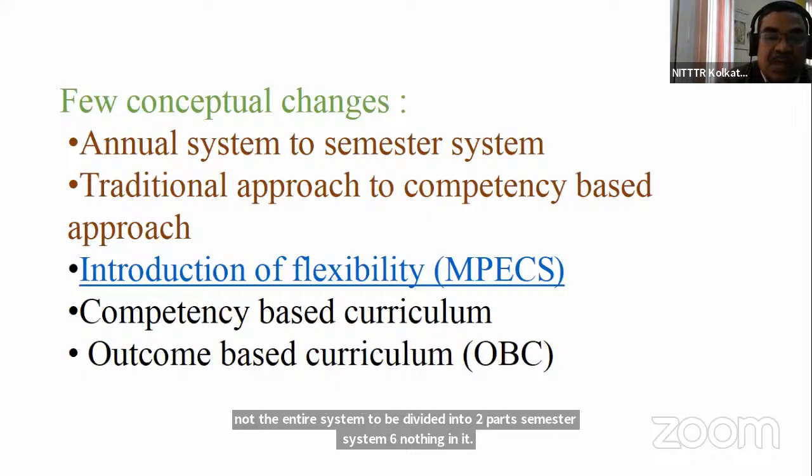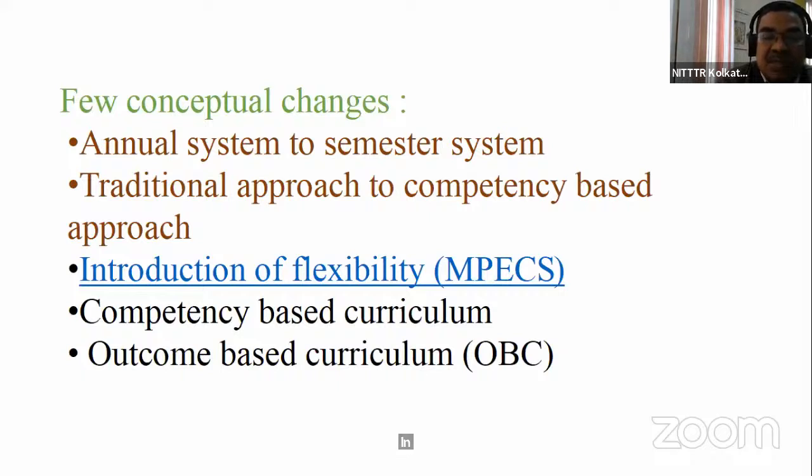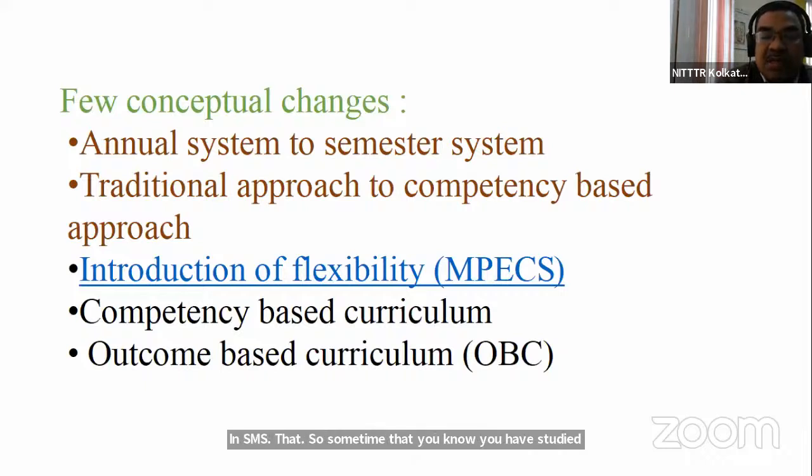Sometimes what you have studied in the month of January will be evaluated in the month of June, July. So this is one disadvantage. Similarly, it has certain advantages and many disadvantages and advantages.